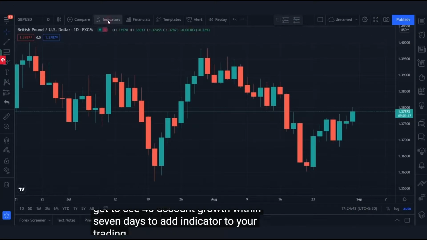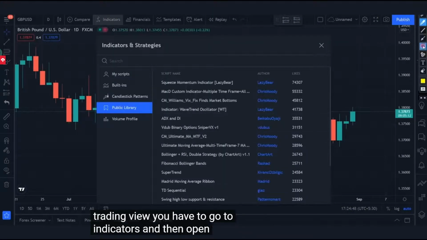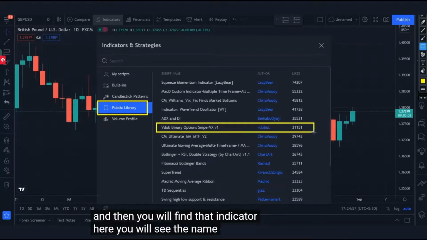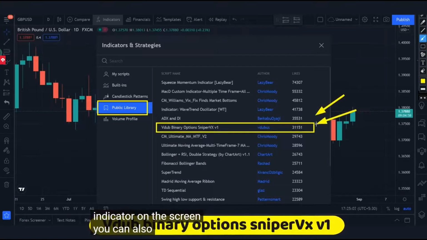To add the indicator to your TradingView, you have to go to Indicators and then open the Public Library. Then you will find that indicator there. You will see the name of the indicator on the screen. You can also search for it.